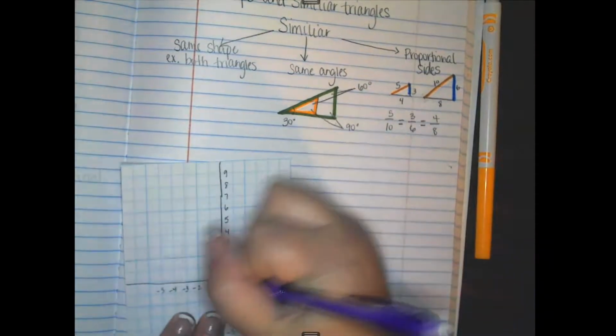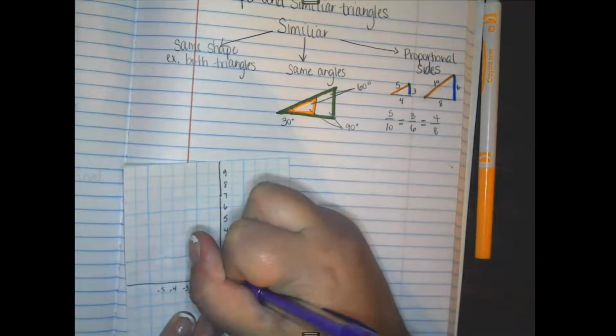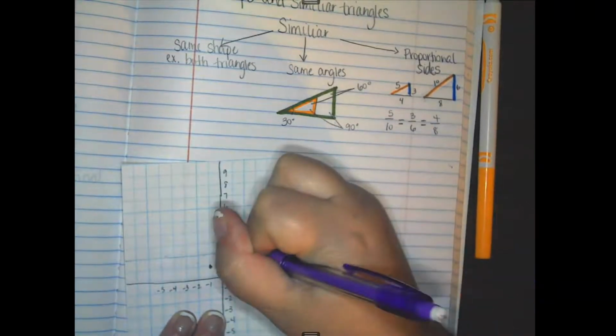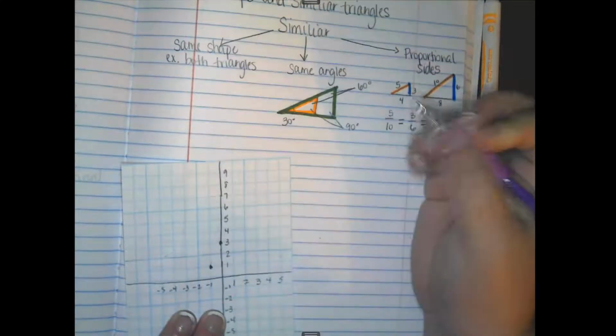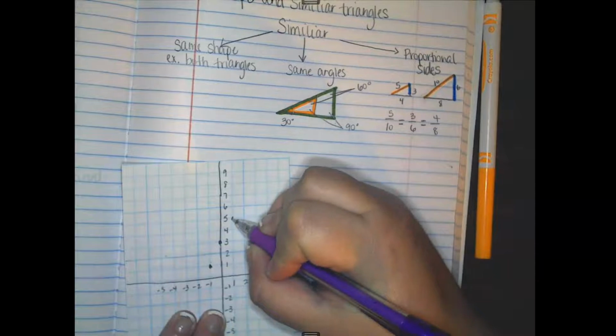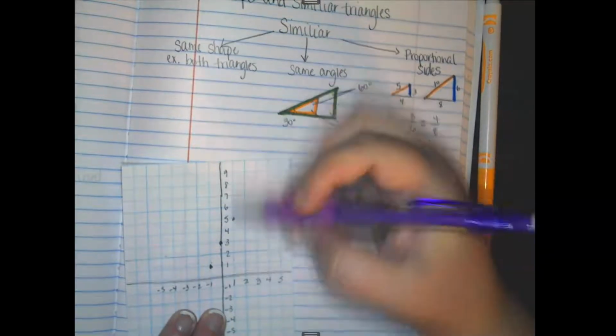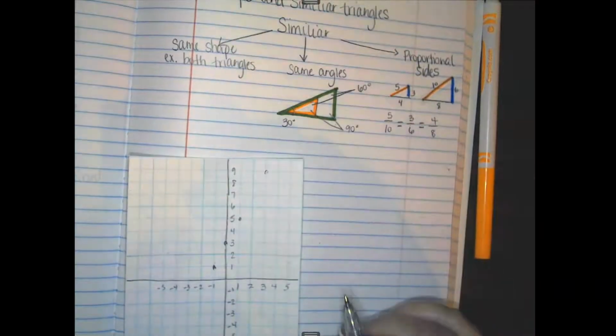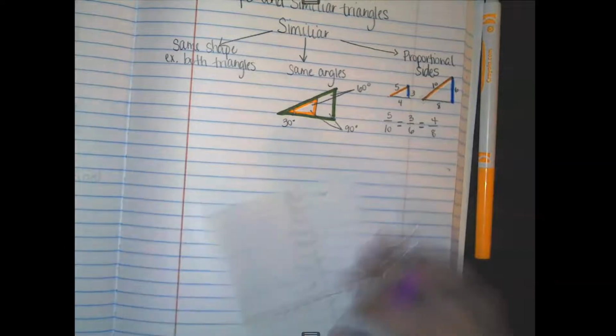So I'm going to come to -1, 1 and plot a point. I'm going to come up to 3, 0 and plot a point. I'm going to go 1, 5 and plot a point. And 3, 9 and I'm going to plot a point. And then I am going to connect those points to make my line.